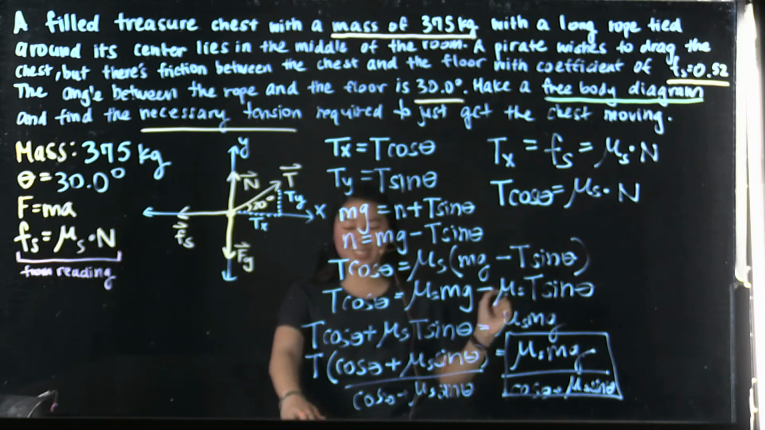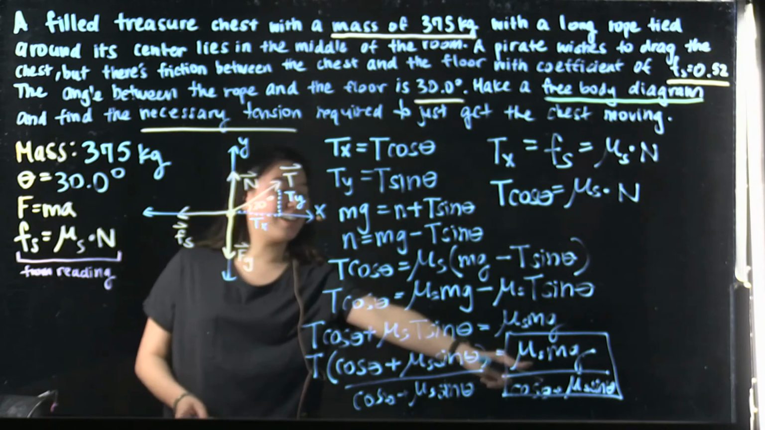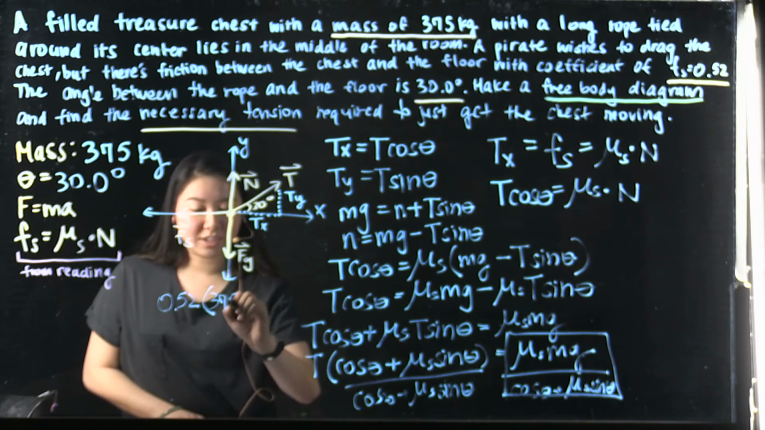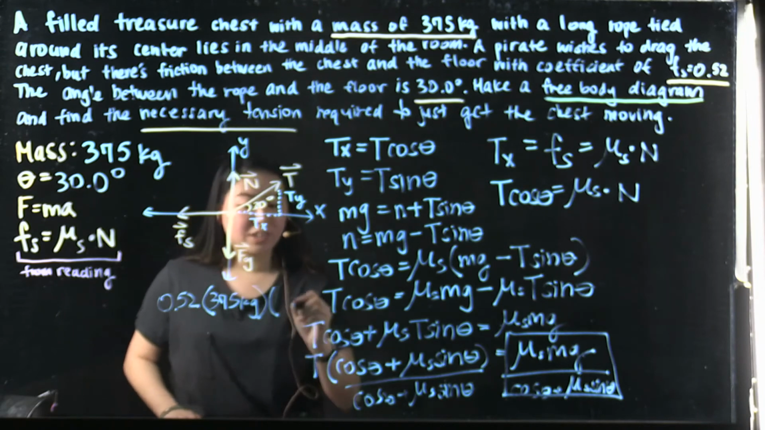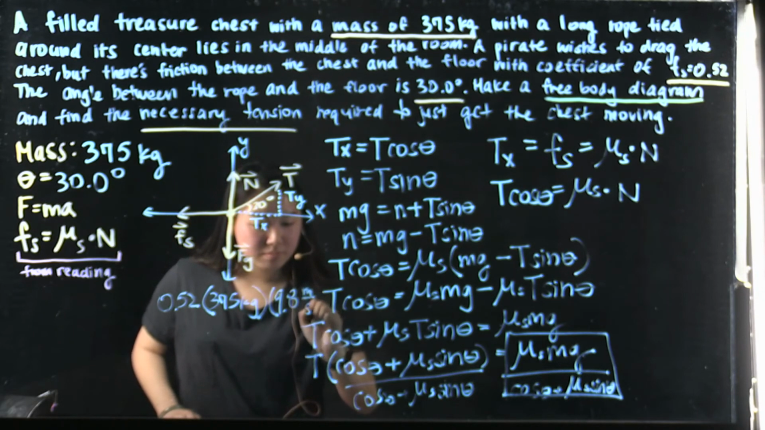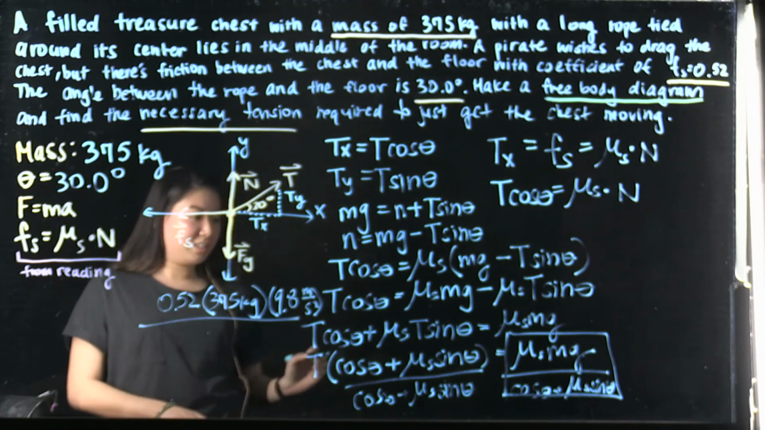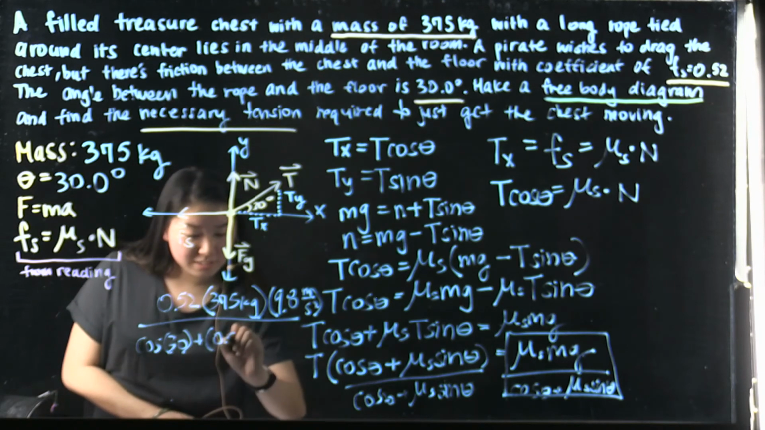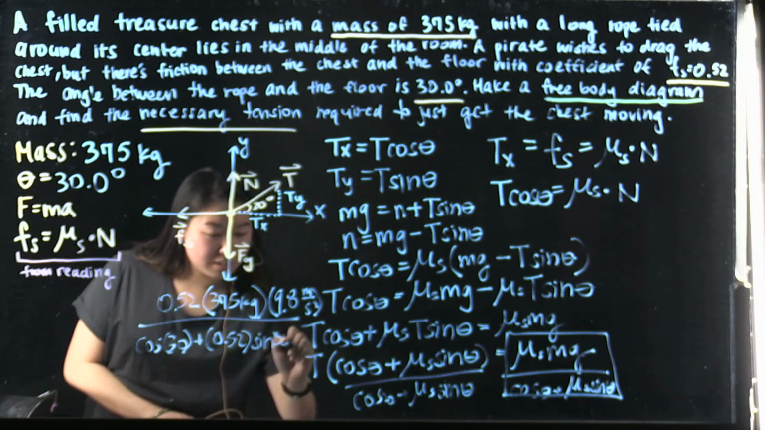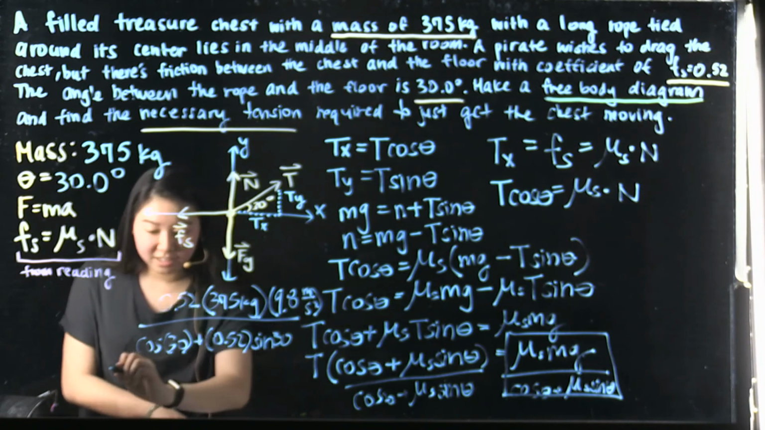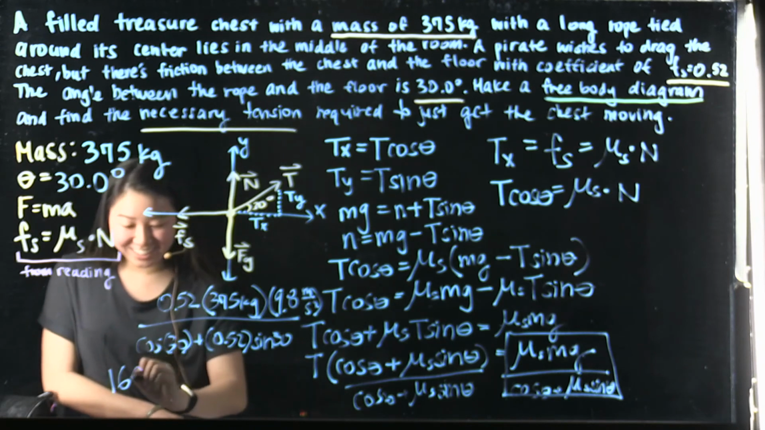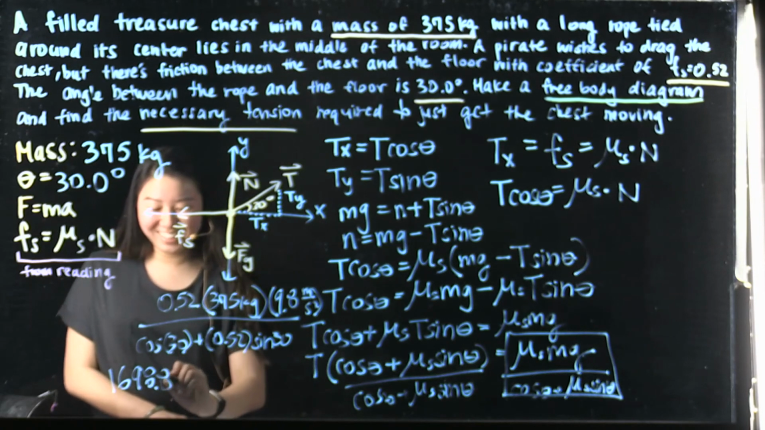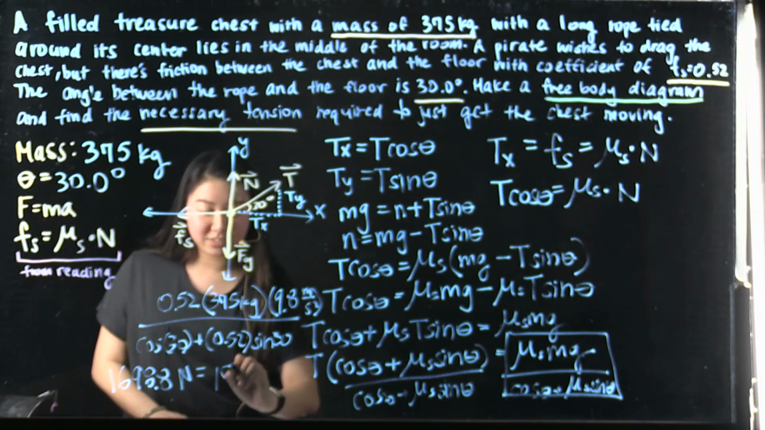And now all we have to do is plug it in. So we have our coefficient, 0.52, times the mass, which is 375 kilograms, times the force of gravity, all over the cosine of 30 degrees, plus the coefficient times sine of 30. And if you calculate that all out, you will get 1,698.8 newtons, which if you use sig figs becomes 1,700 newtons.